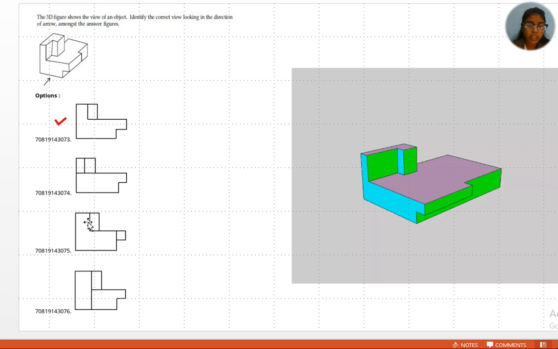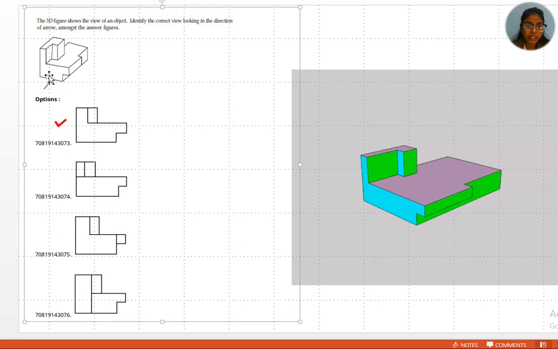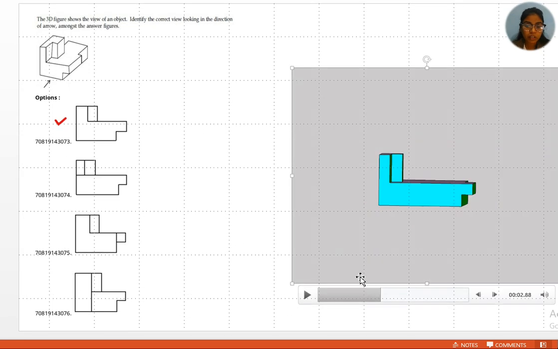Now look, option number A, B, C, and D. In C, they have drawn a line over there. Is there any line? Is there any level difference over here? No. That's why C is wrong. In D, they have done the same work. They have drawn a line over here. Is there any line? No, there's no line. That's why D is also wrong.